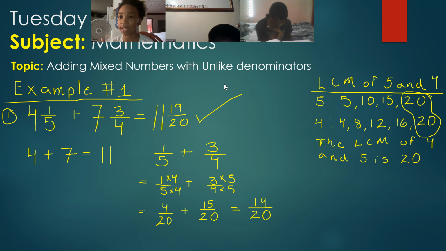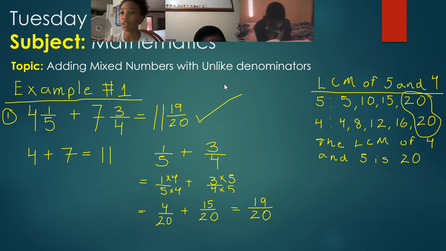So we have to write all the multiples of 5 and 4, which is 20. So 20 is the LCM of 5 and 4. Lowest common multiple of 5 and 4.